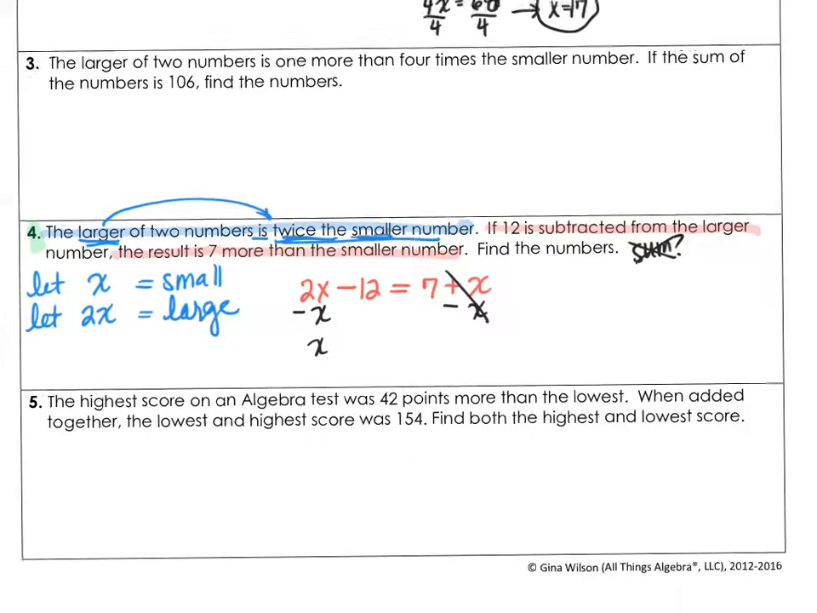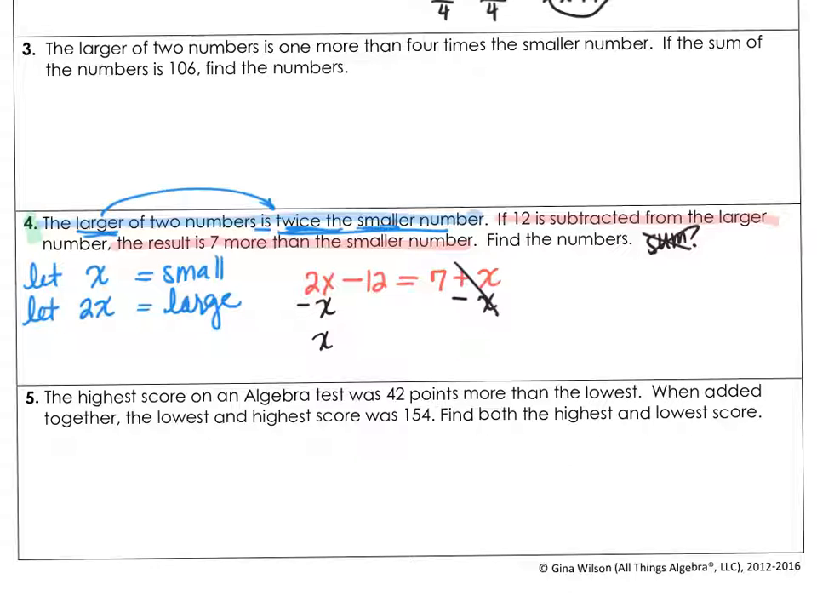So I'm going to start off by zeroing out this x on the right side by subtracting x from both sides. x minus 12 is equal to 7. So adding 12 to both sides, x is equal to 19. Go back to your let statement. We just found the small. So 19 is the small number, and 19 times 2, which is 38, that's the large number.